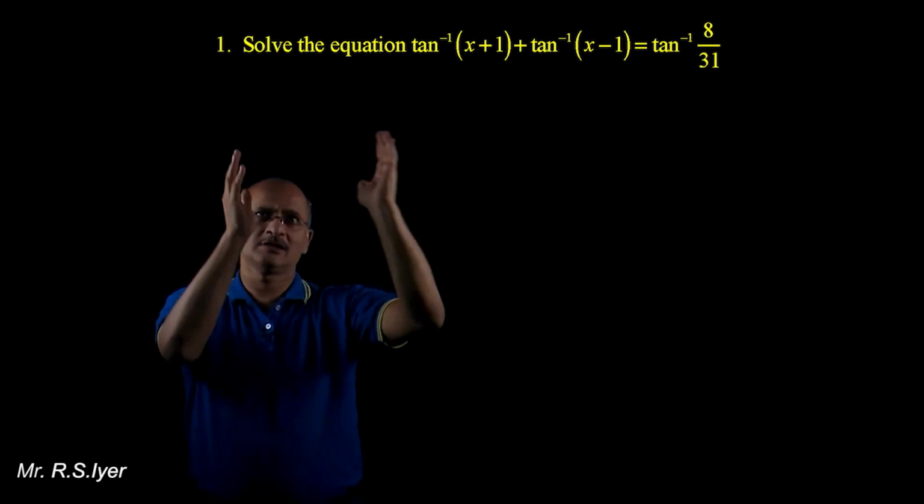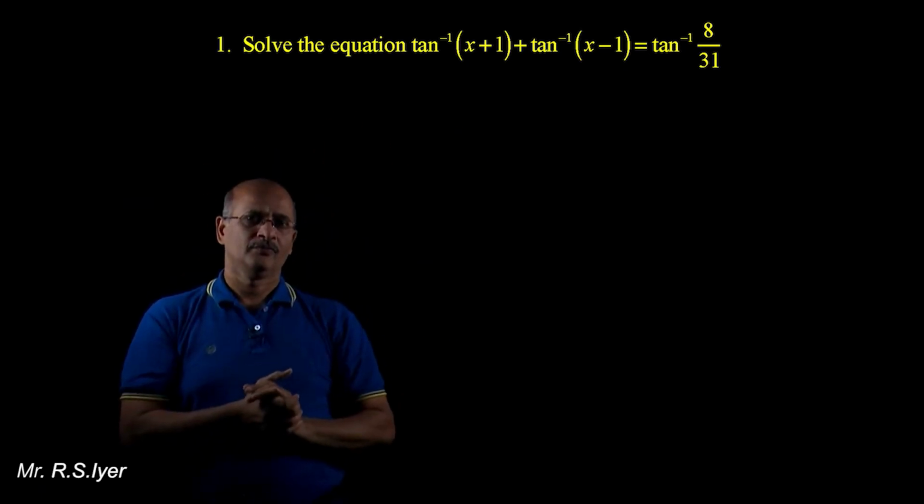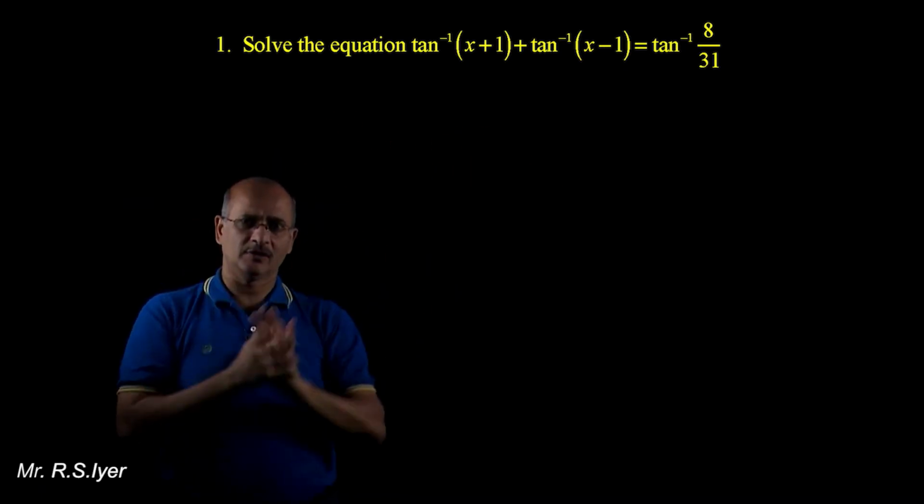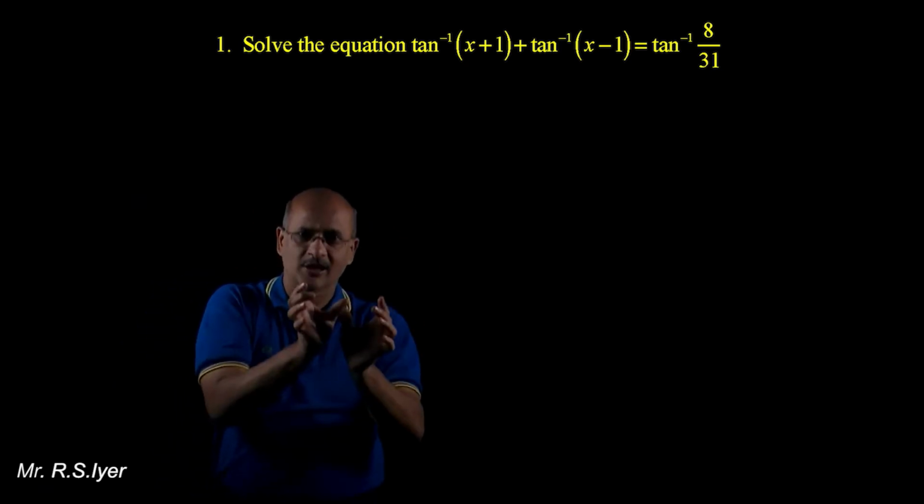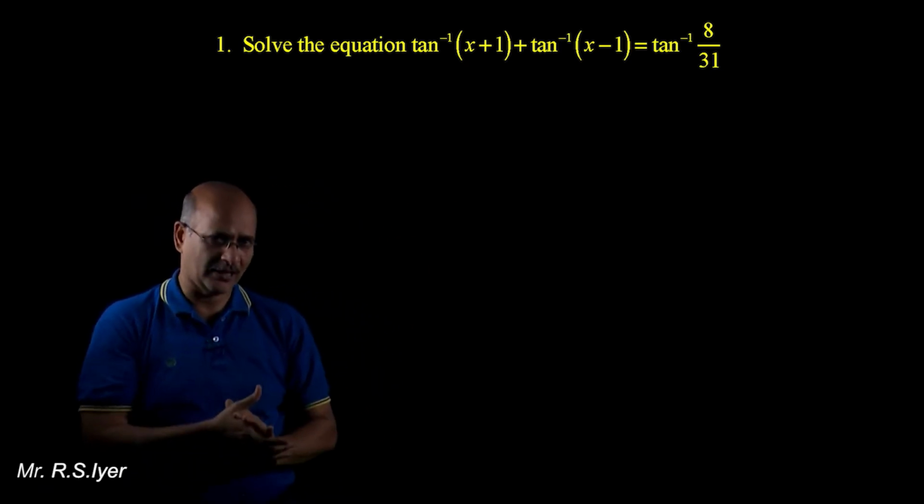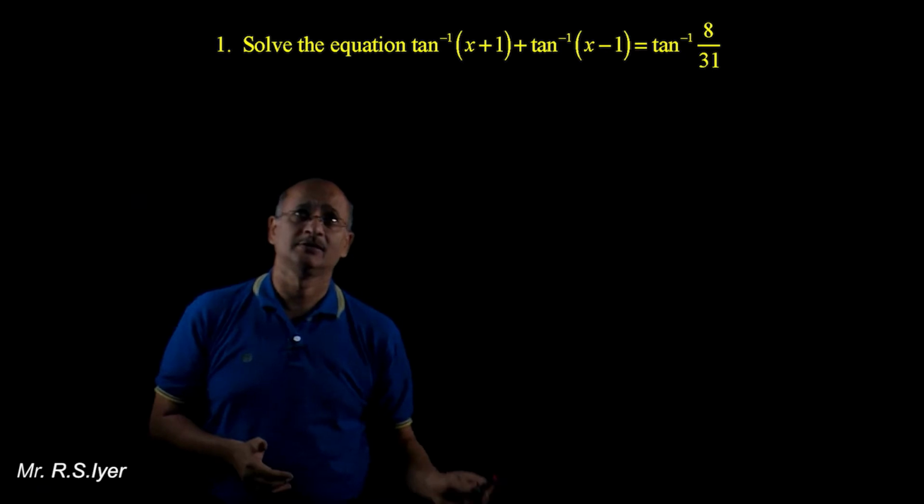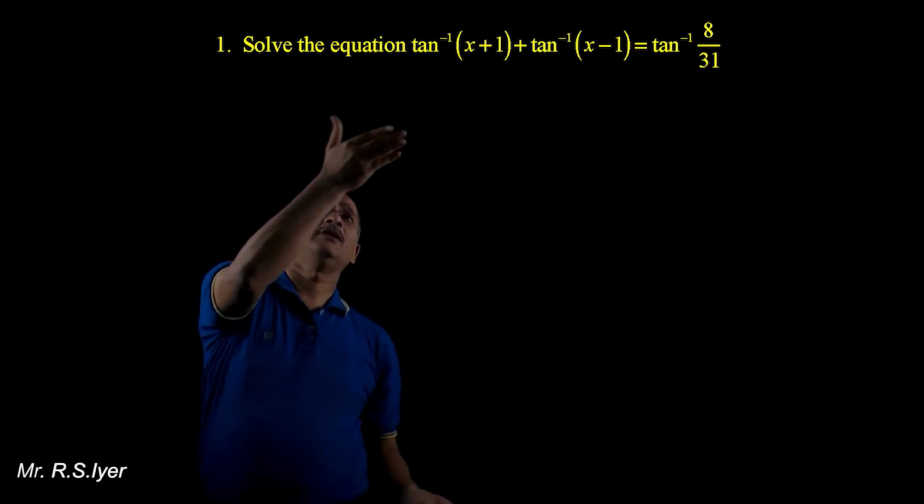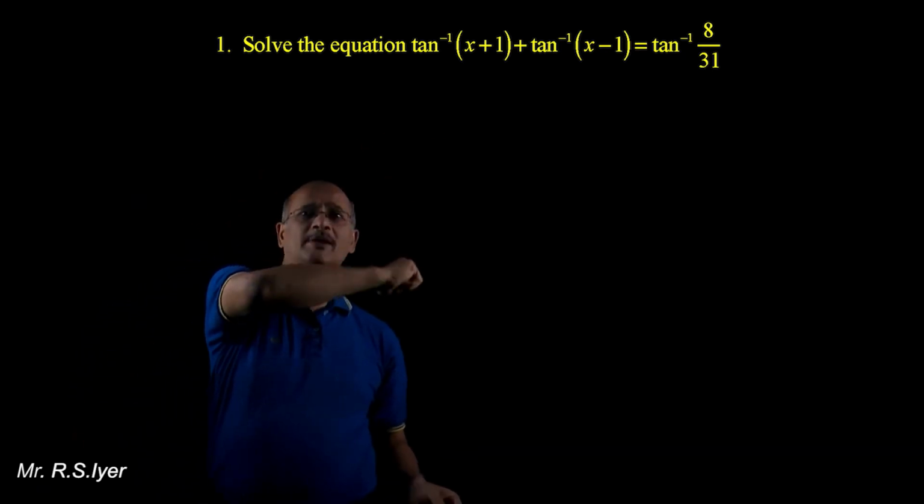If there is tan inverse, convert this into tan inverse. If it is sin inverse, convert into sin inverse. And then you can equate the integral part. So you get the value of x directly. So let us begin with this. So this tan inverse x plus 1, tan inverse x minus 1 is equal to tan inverse 8 by 31.